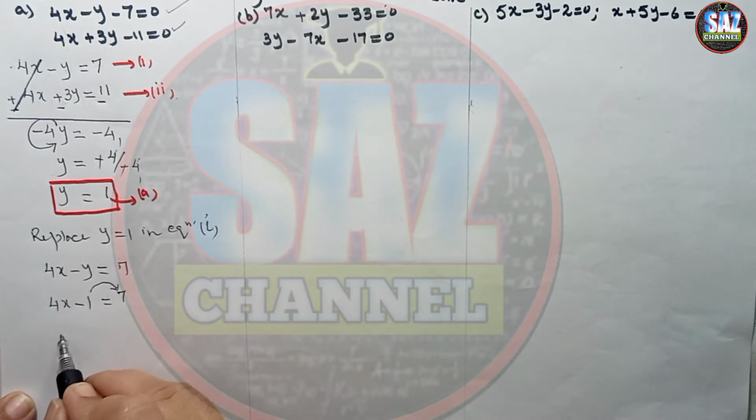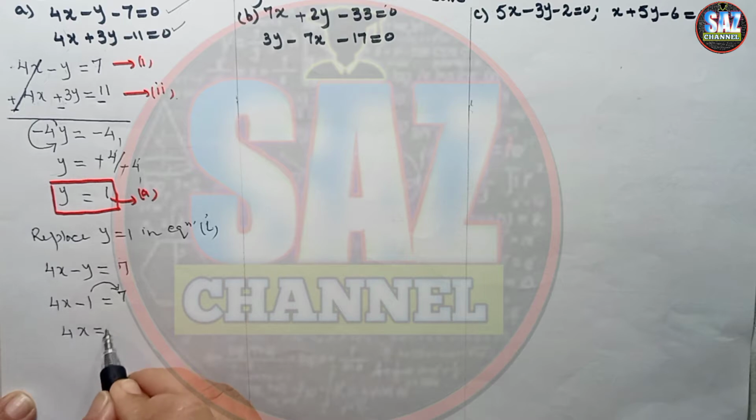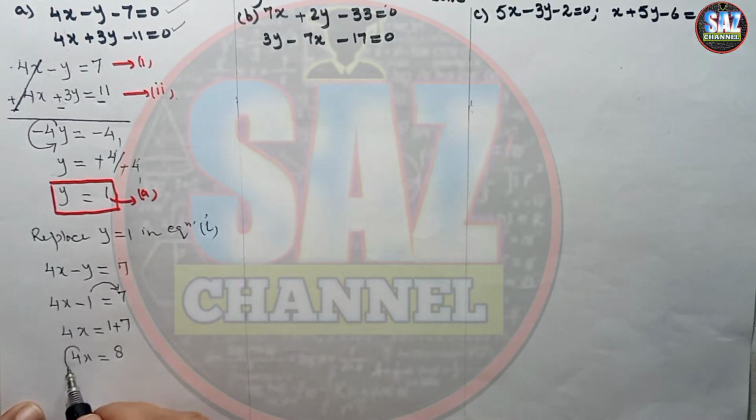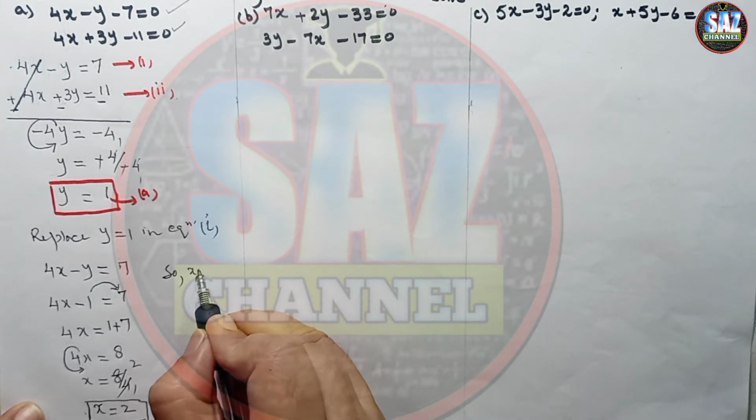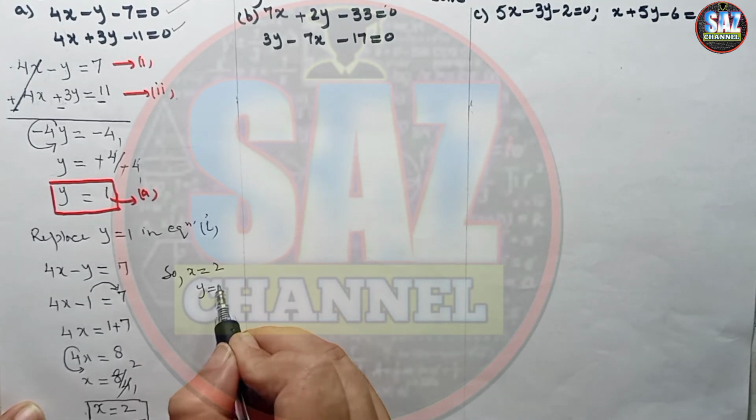Shift minus 1 to the other side. 4x equals 1 plus 7. 4x equals 8. And now I have to shift this 4 to the other side. x equals 8 by 4, or 4 ones are 4, 4 twos are 8, and x equals 2. So the value of the other unknown or other variable of the question is x equals 2. So the solution for this situation is x equals 2 and y equals 1.